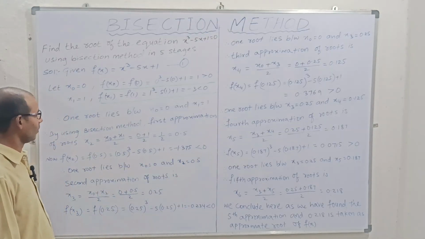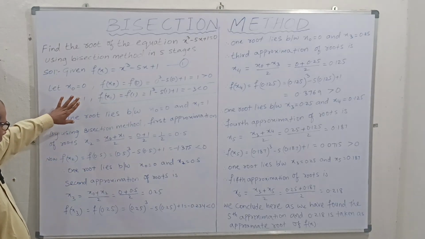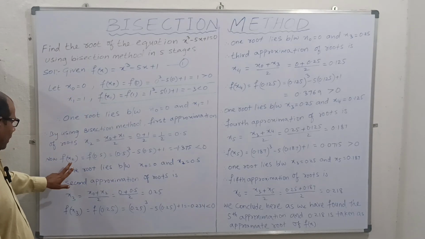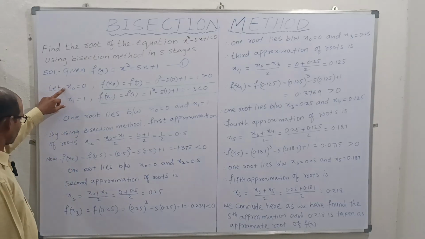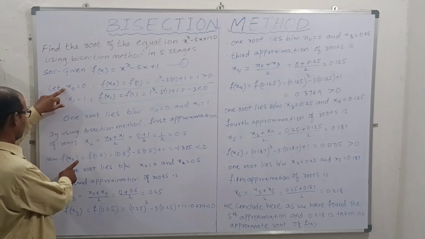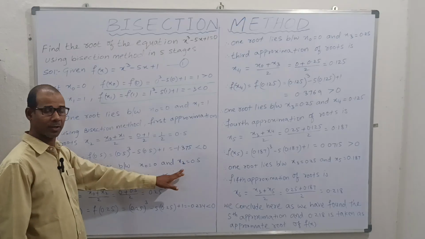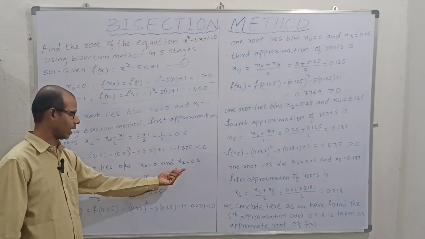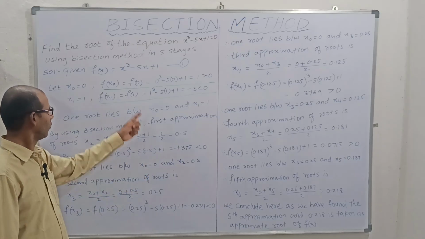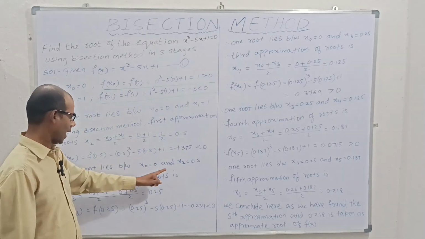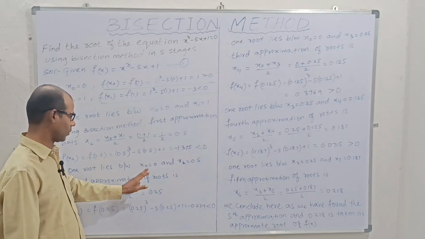So now we will replace x1 with x2. Here we will consider these two, x0 equals 0 and x2 equals 0.5. Therefore, one root lies between x0 and x2. Why does the root lie between x0 and x2? Because at x0 equals 0, the function value is positive, and at this point the function value is negative. So we consider these two.